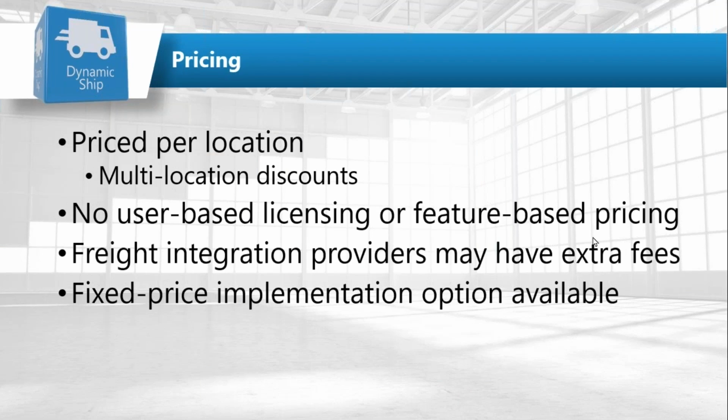All right, so a little bit on the pricing. So obviously Order Ship Express is free. Dynamic Ship is priced per location. So that means per shipping location, basically, per warehouse. So that means if I have 10 shipping stations, 10 packaging stations in a warehouse, you're only paying one price. It's not user-based or anything else.